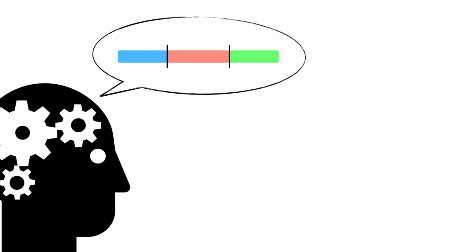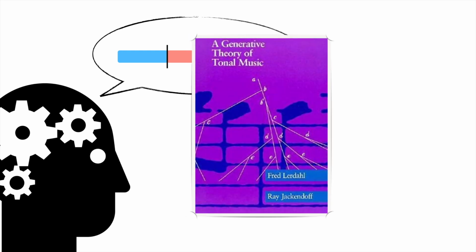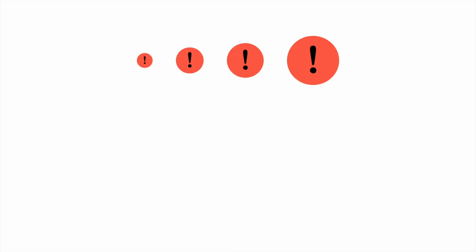Gestalt psychology offers many insights into the way we gather events into larger groups. A relevant book here is A Generative Theory of Tonal Music by Lerdahl and Jackendoff. Here the authors apply some of the principles of Gestalt psychology to musical grouping. Like language, music has many degrees of punctuation.